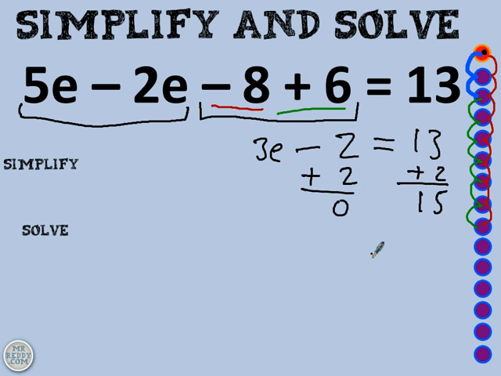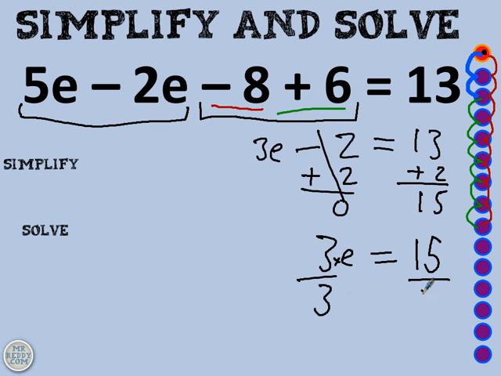So what have you got now? Equal sign. Line it up. 15 over here. And what's left over here? Well, if all that's gone, all you've got is 3e. 3e equals 15. Now we need to do the opposite of timesing by 3, which is divide by 3.